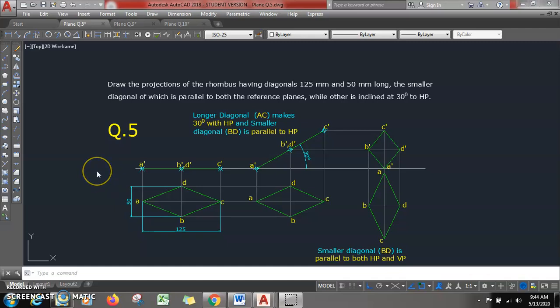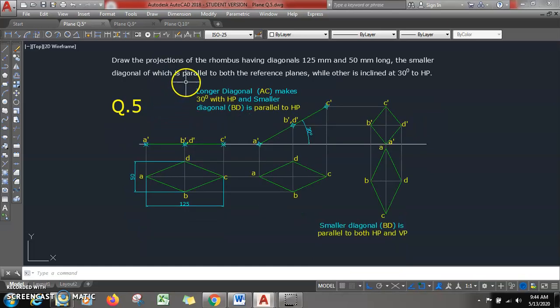In this video, we will solve one problem on projections of rhombus. First of all, let us read out the problem statement. Draw the projections of the rhombus having diagonals 125 mm and 50 mm long, the smaller diagonal of which is parallel to both reference planes, while the other is inclined at 30° to HP. Okay, this is the problem statement.